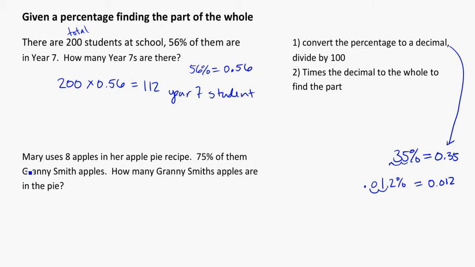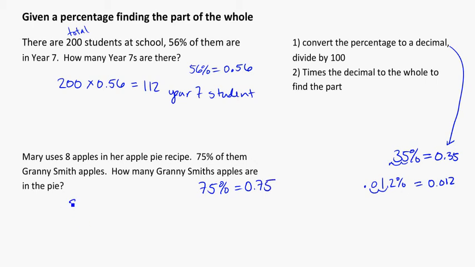Taking a look at the next example, Mary uses 8 apples in her apple pie recipe. 75% of them are Granny Smith apples. How many Granny Smith apples are in the pie? So here we're looking, out of the 8 total, how many of them are going to be Granny Smith? So, first thing we can think about doing is 75% into a decimal, 0.75.